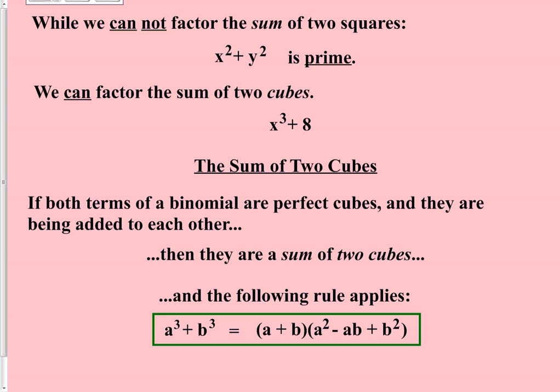Okay, the sum of two squares is actually prime. It is not factorable.